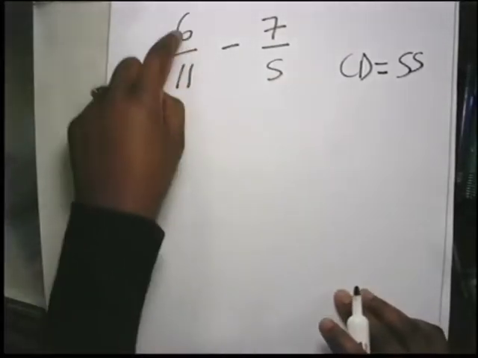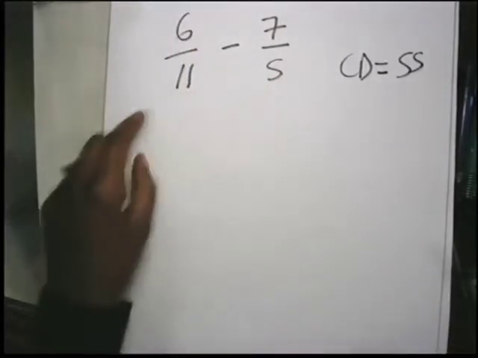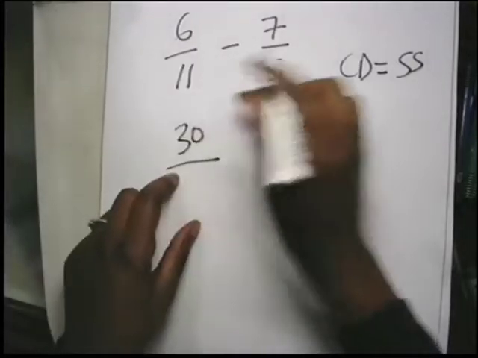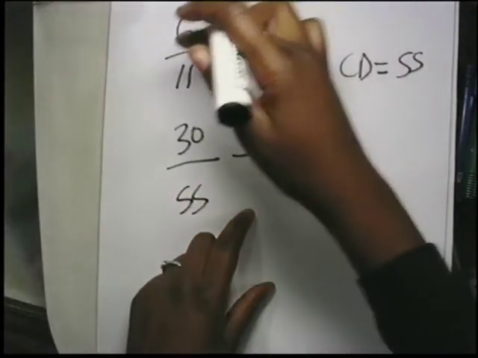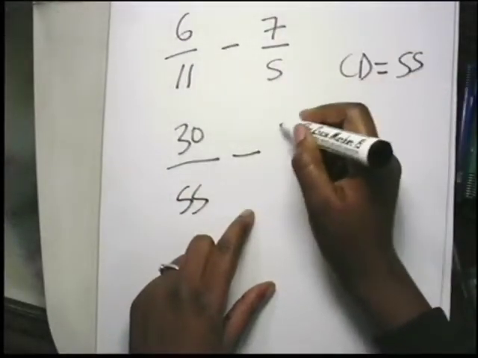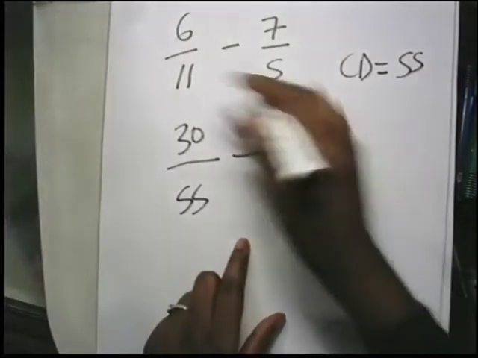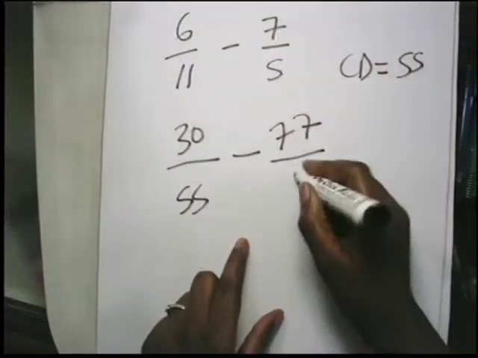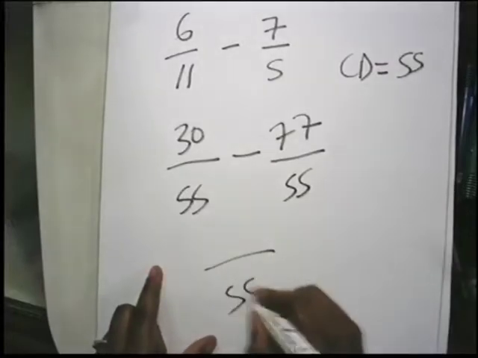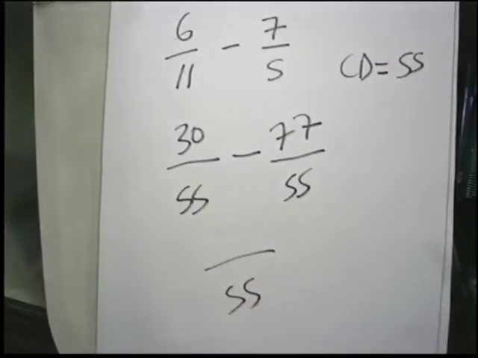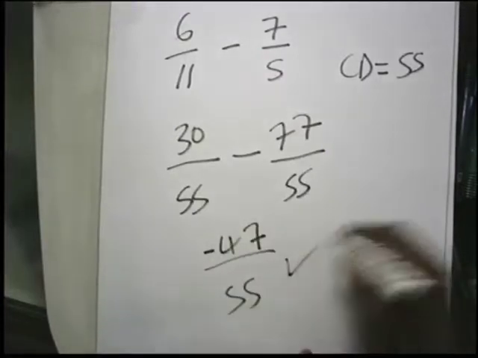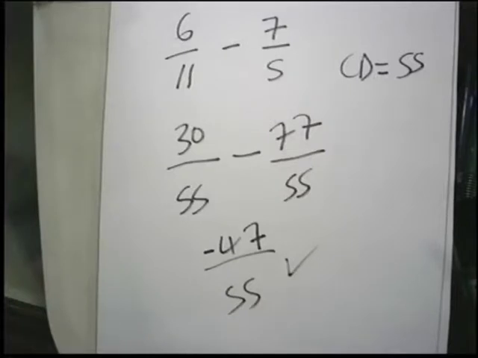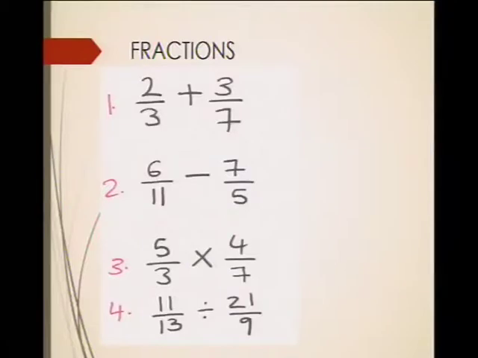So we have to multiply 6 by 5. If we multiply 6 by 5, we get 30, and then 11 by 5, we get 55, minus 11 multiplied by 7, we get 77, and then 11 multiplied by 5, we get 55. Now the denominator is the same, we can just subtract the numerators. Okay, we get minus 47. Let's not forget to simplify the fractions if possible. Okay? Then we move on to multiplication.